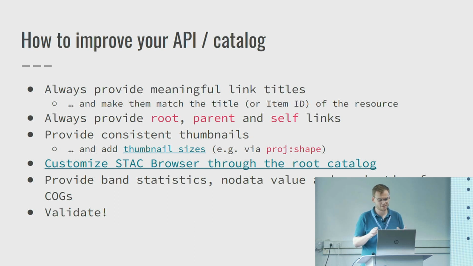There are some things that you can do to improve your API and catalog so that it works better in the STAC Browser. And that includes, for example, to provide meaningful link titles. What I see often is that you have nice titles, for example, in the collection and in the catalog, but there is no link title in the actual link that points towards this resource. And then what happens in the browser is that it just shows some kind of title that is built from the URI.